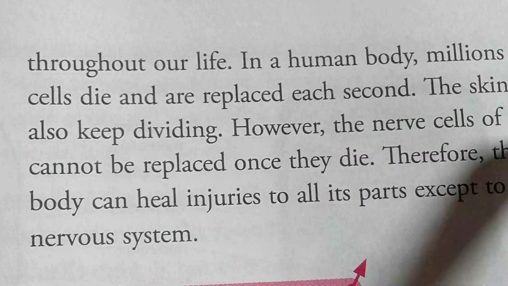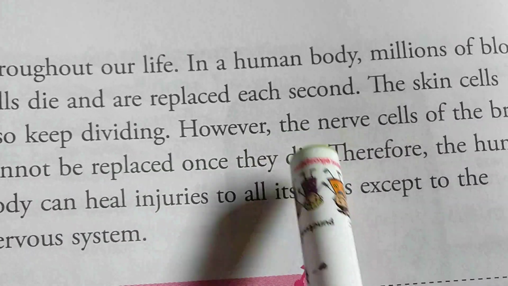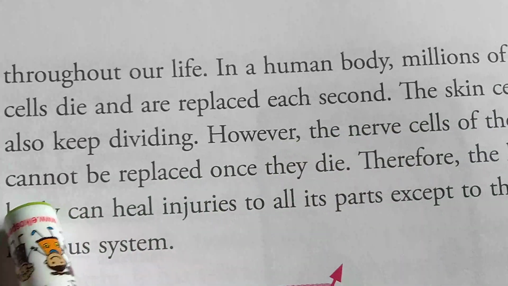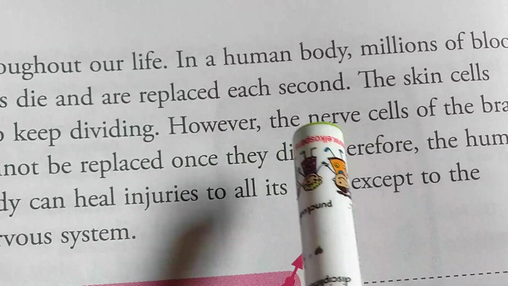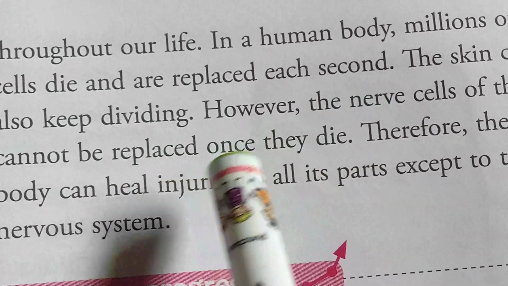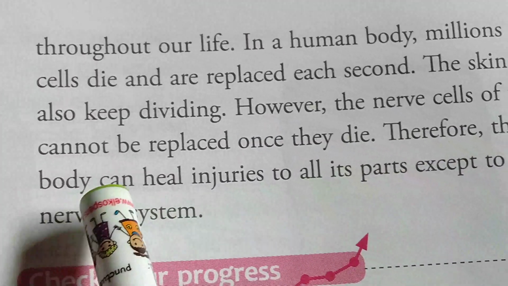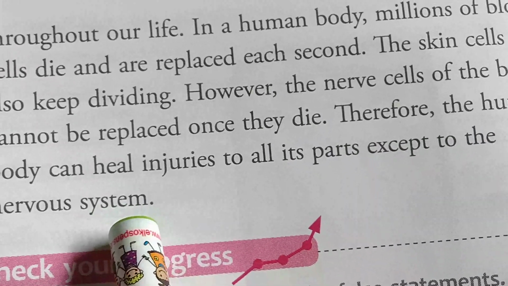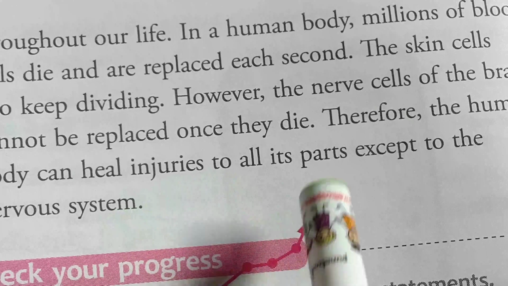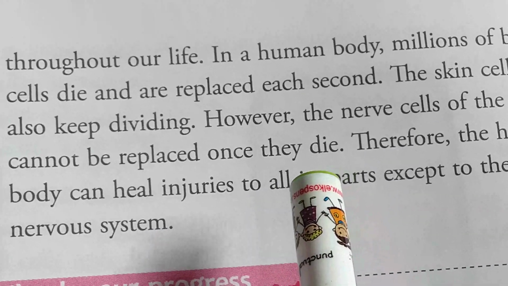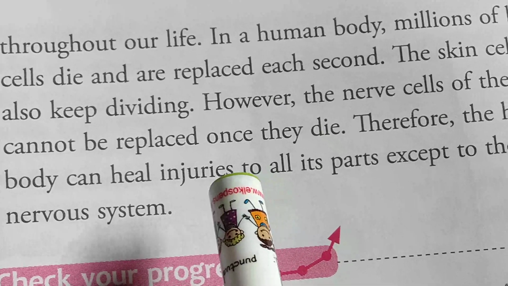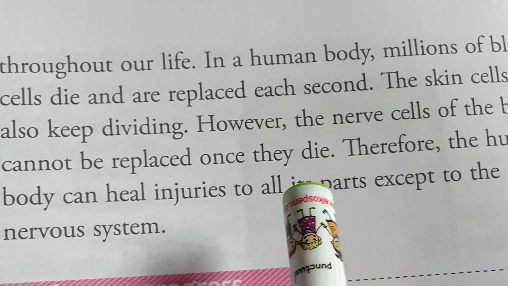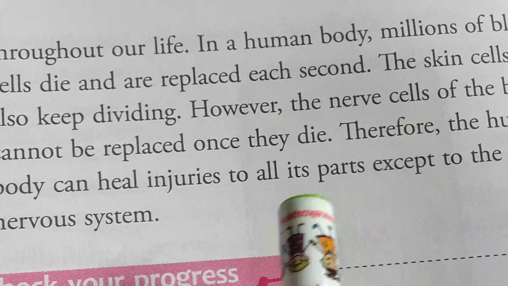However, the nerve cells of the brain cannot be replaced once they die. Underline this line. Nerve cells of the brain cannot be replaced once they die. If a nerve cell of the brain dies, it can never be replaced. Therefore, the human body can heal injuries to all its parts except to the nervous system. Except the nervous system, wherever we have a scratch, wound or injury in our body, we can heal it, because nerve cells are not replaced after they die.